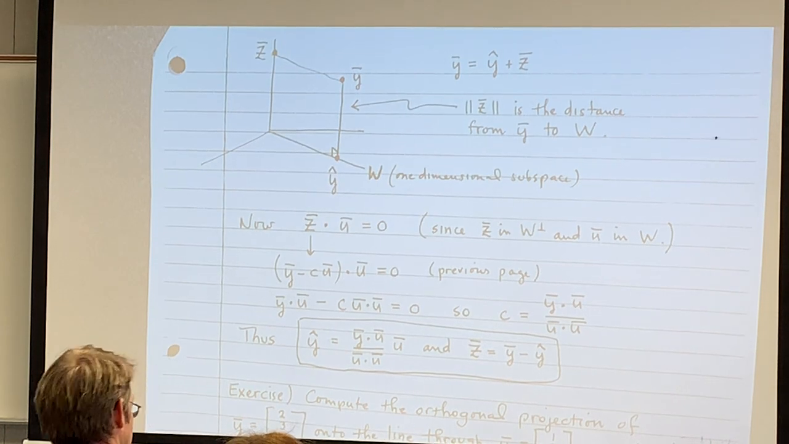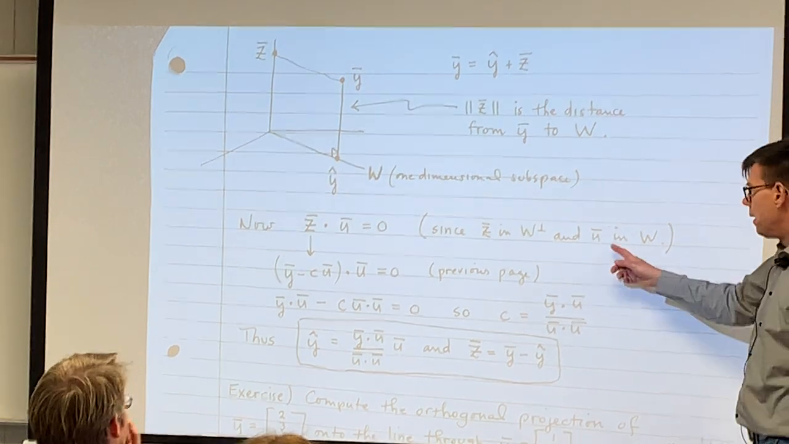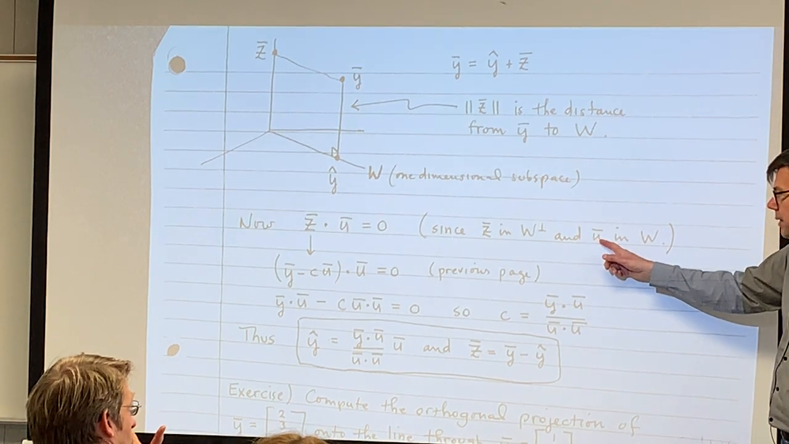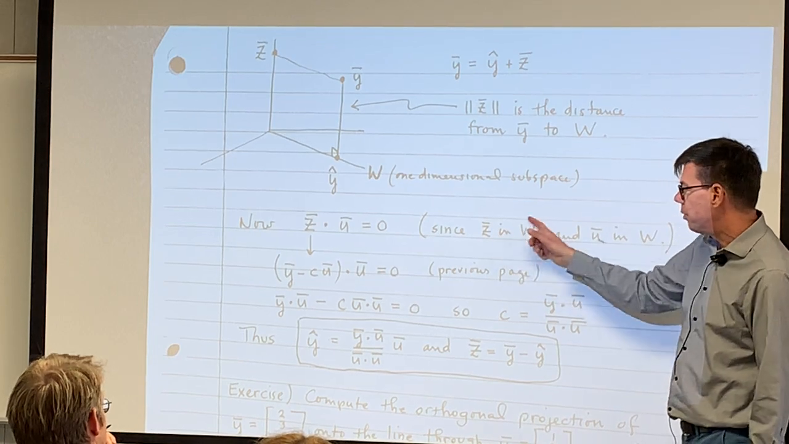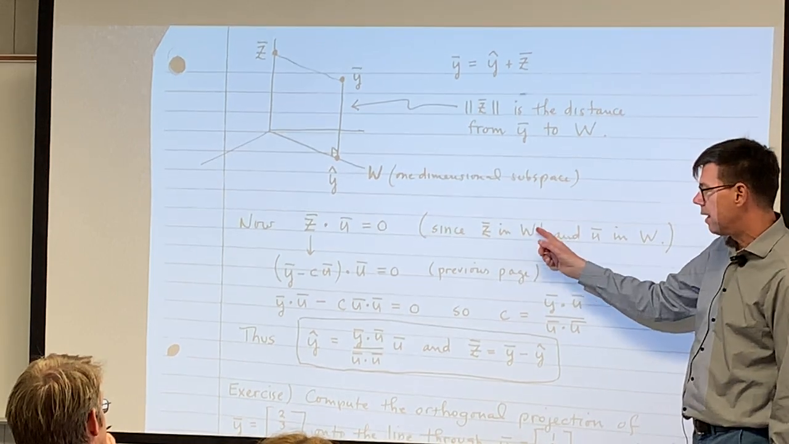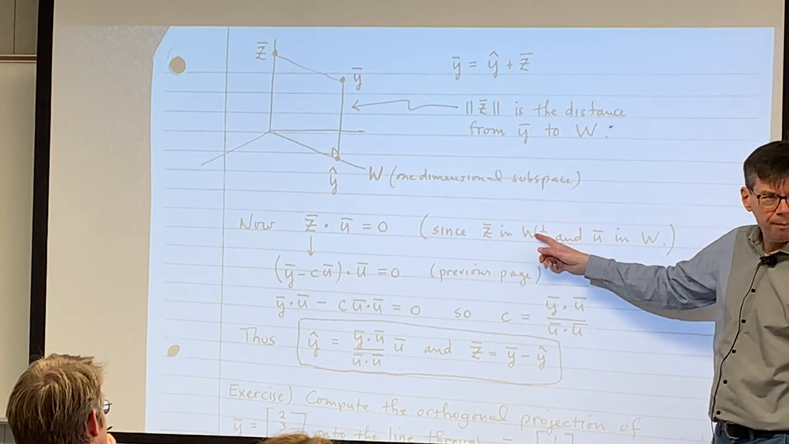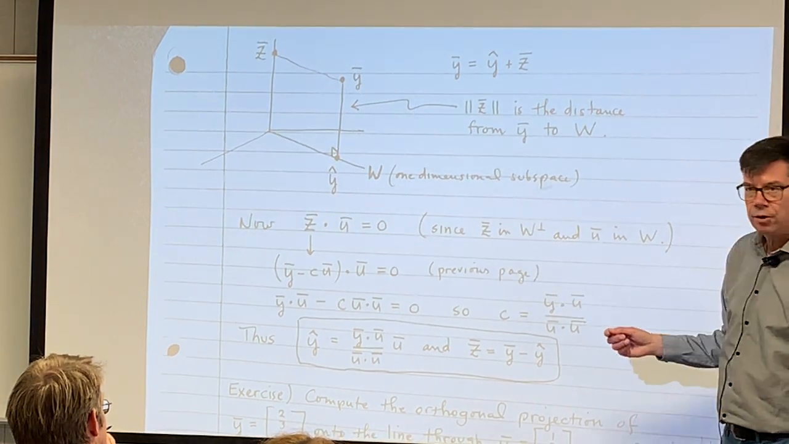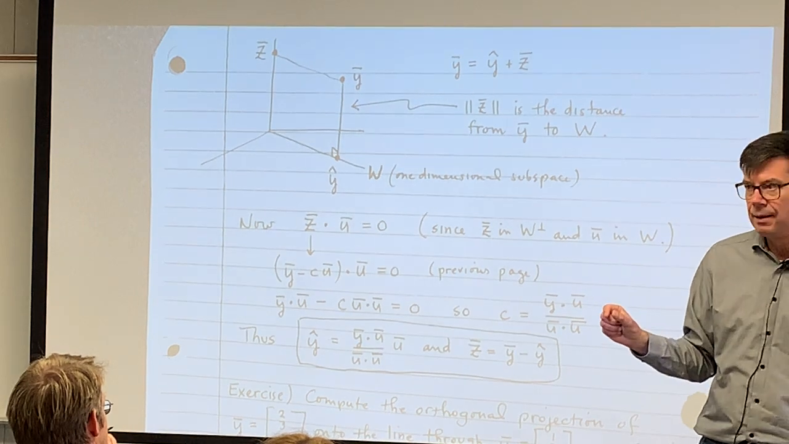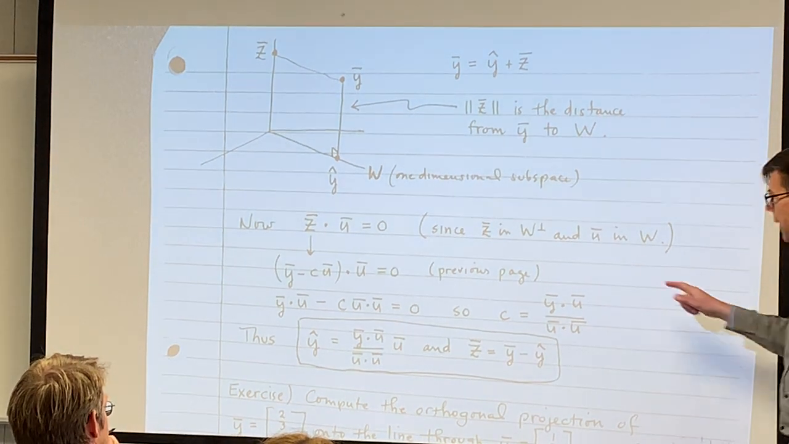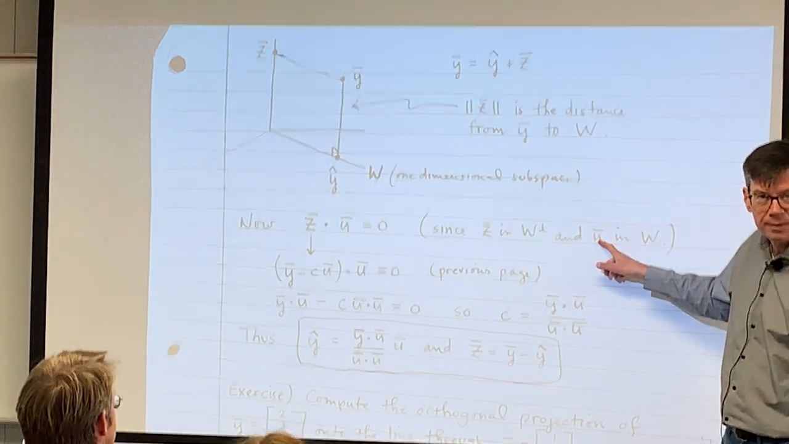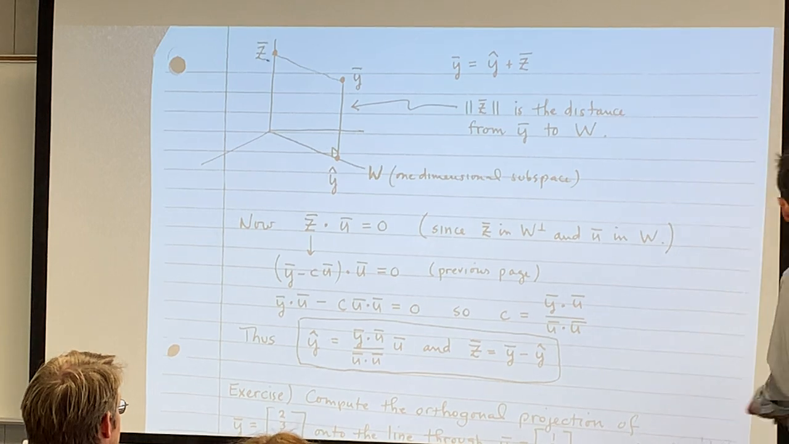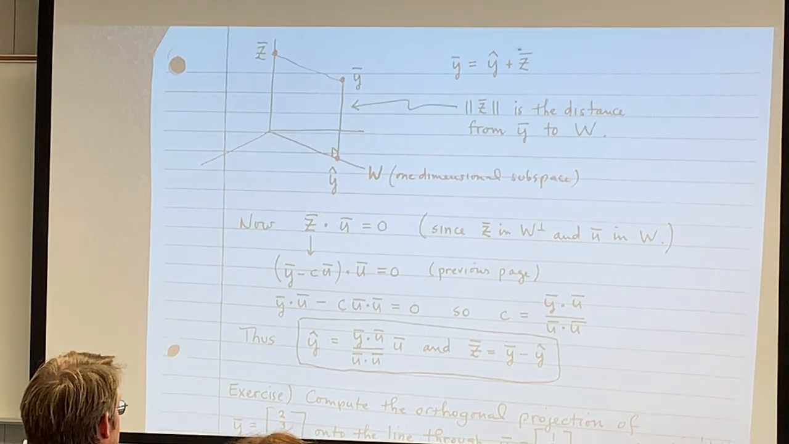Now, what would it mean for z to be in W perp? W is a one-dimensional subspace spanned by u. So to be in W perp means z is perpendicular to every vector in W. But we have a theorem that says if z is perpendicular to every vector in a spanning set, then it's in W perp. And u is a spanning set. u all by itself is a one-dimensional basis for W. So what it comes down to is you just got to verify that z dot u is 0.